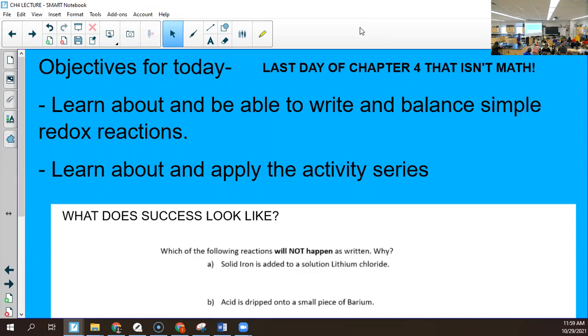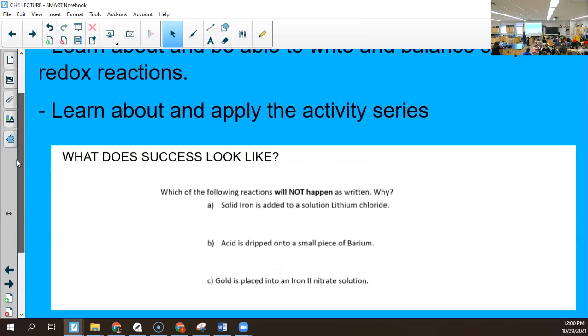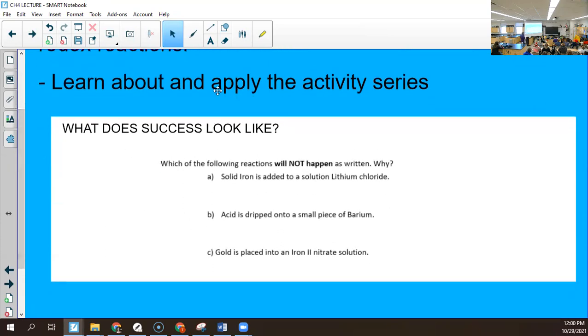All right, next we're going to learn about and apply the activity series. The activity series is a table that shows you how reactive something is based on how easily it is oxidized or reduced. So what success looks like today: you'll have a question that says, which of the following reactions will not happen as written and why?